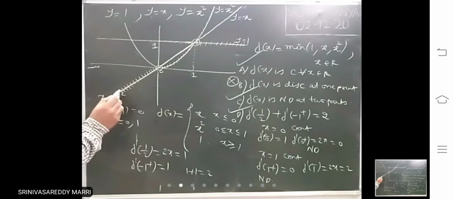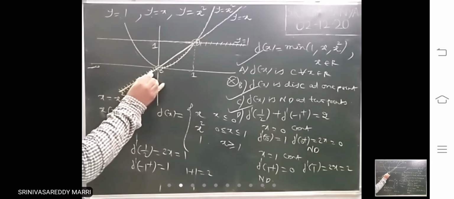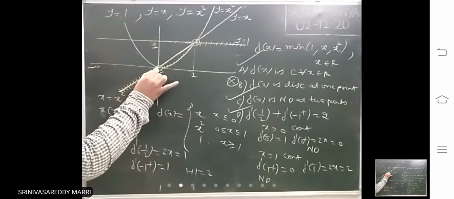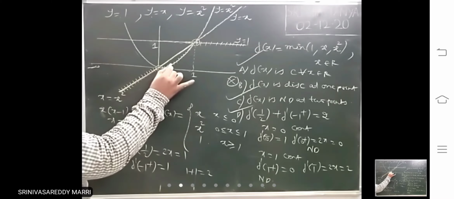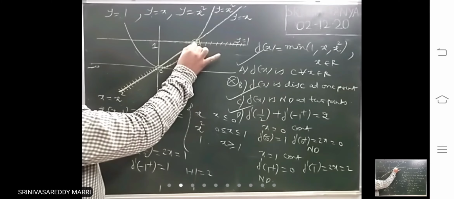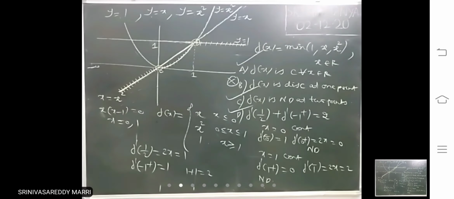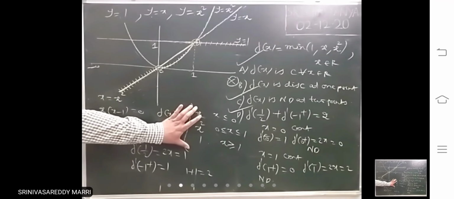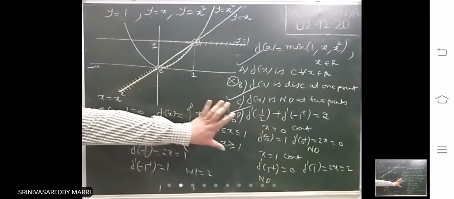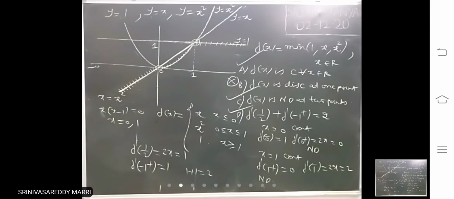That means f of x is clearly here. This is x when x is less than or equal to 0. This is x square when x lies between 0 and 1, and this is 1 when x is greater than 1. That I have written. And then continuity, differentiability, everything is the same.